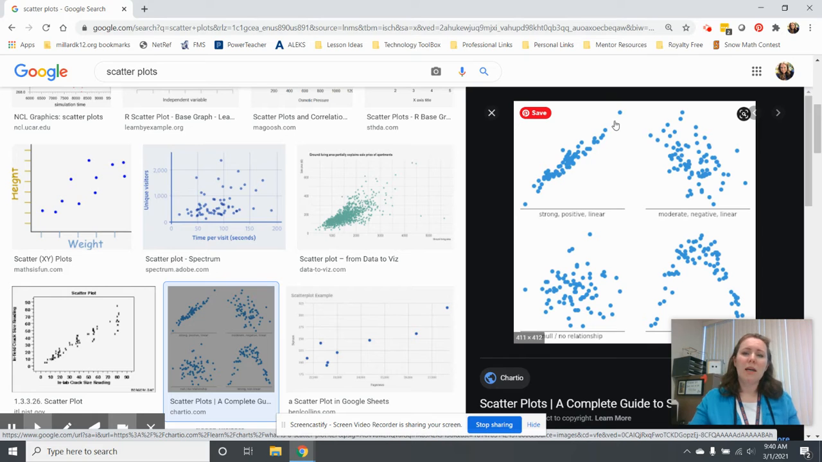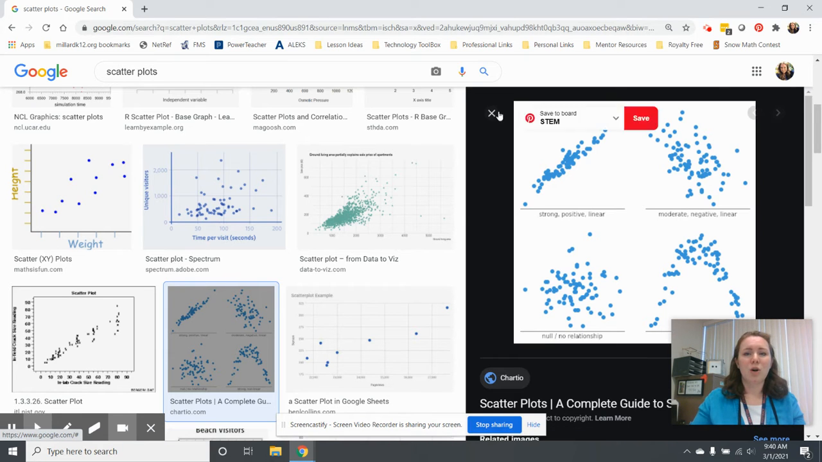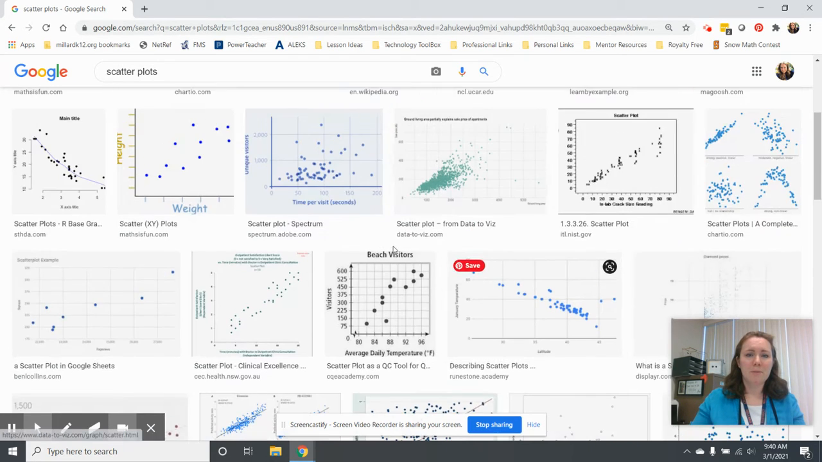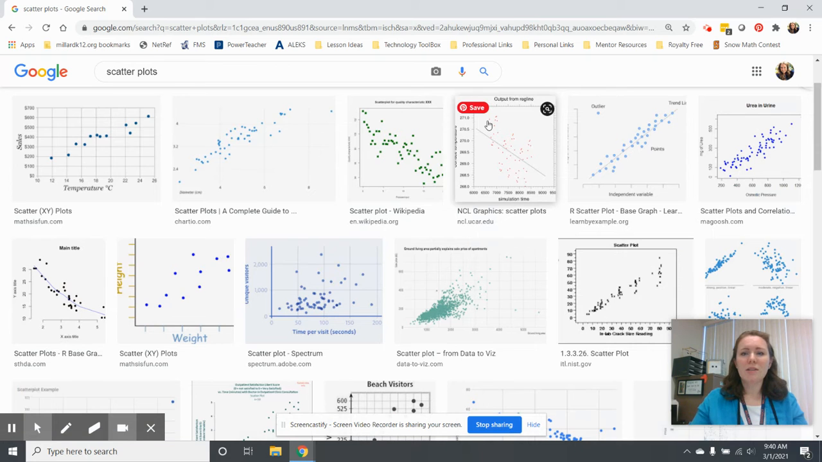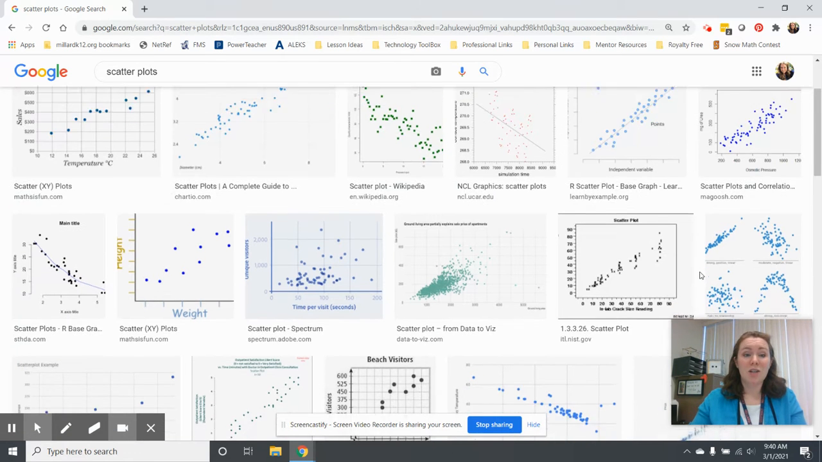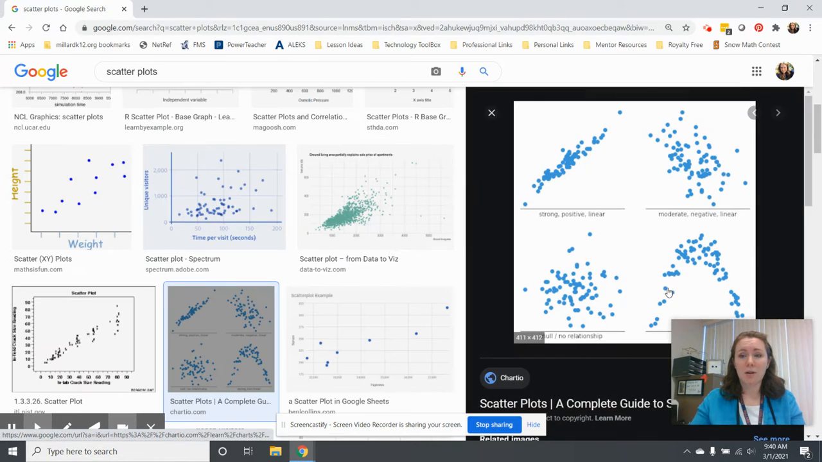If they're scattered going up, then we call that a positive correlation. If they're scattered going down, like we saw earlier, then we call that a negative correlation. If they're scattered in a pattern that is not just going up or down, like for example in this corner, we call this non-linear correlation.